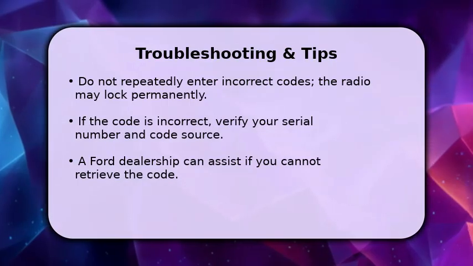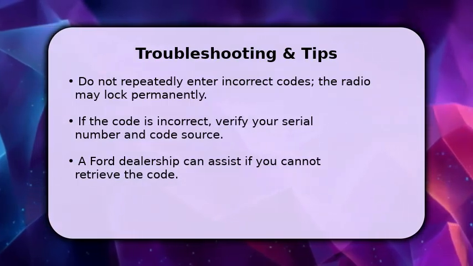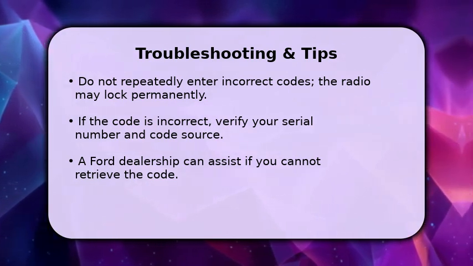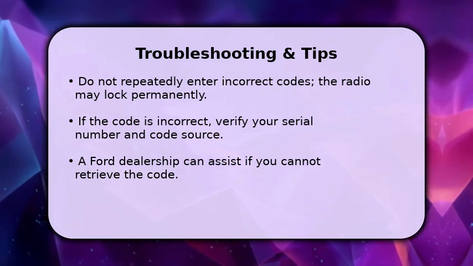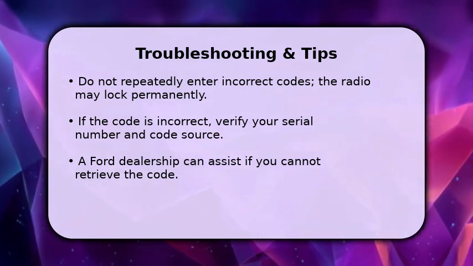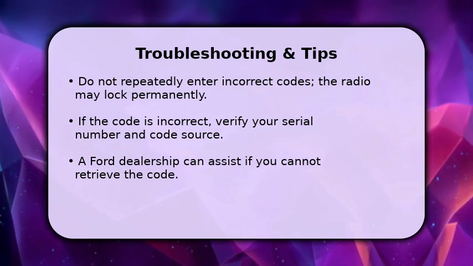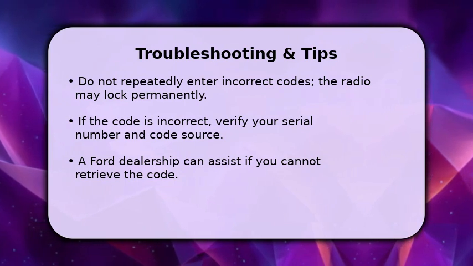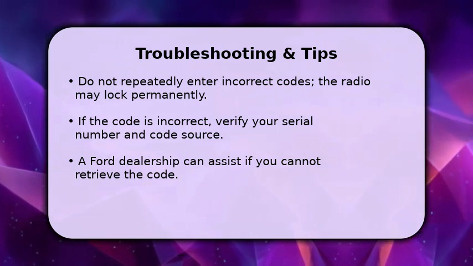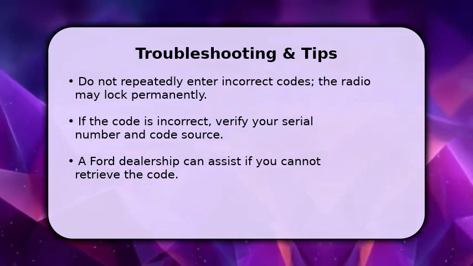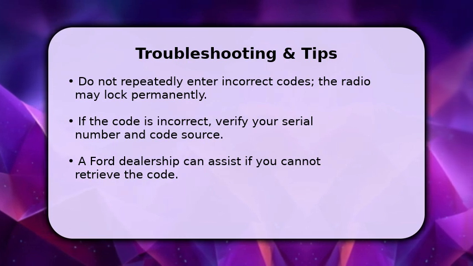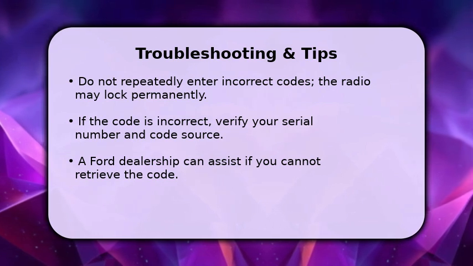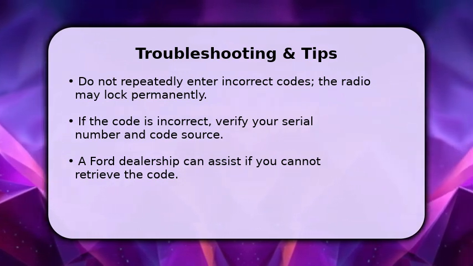If your radio doesn't unlock, avoid entering incorrect codes multiple times, as this can cause the unit to lock completely, sometimes displaying locked 10. If this happens, try holding button 6 for 10 seconds to reset it, which may grant 3 more attempts. If you're still having trouble, double-check your serial number and the code you obtained. For persistent issues, contacting a Ford-authorized dealer or a car audio specialist is recommended. They can often retrieve or reset the code for a small fee, typically around $15 to $20.